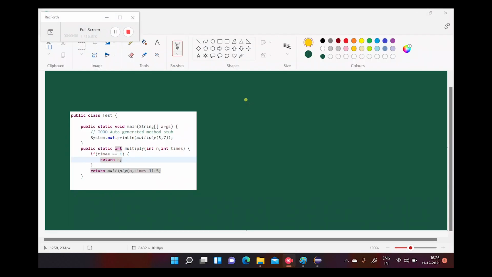So here we have a program. Let's try to trace our program in a picturized manner. The first call that we make in our program is to the function multiplication of 5 times 7. Here we have two possibilities. If the condition is satisfied, we return n, that is this particular line, else we return the multiplication of a smaller input plus 5.